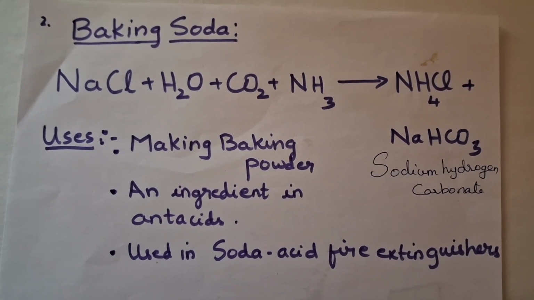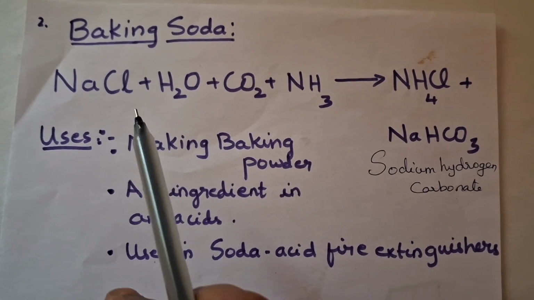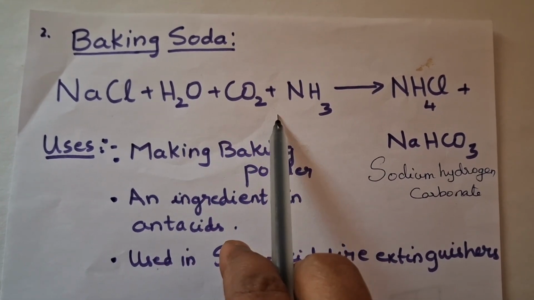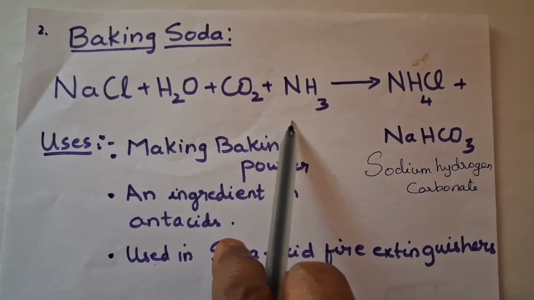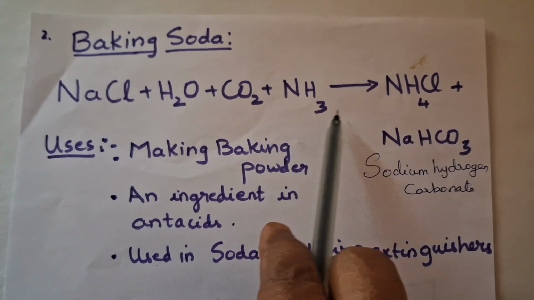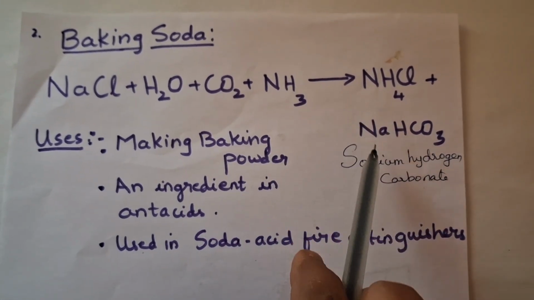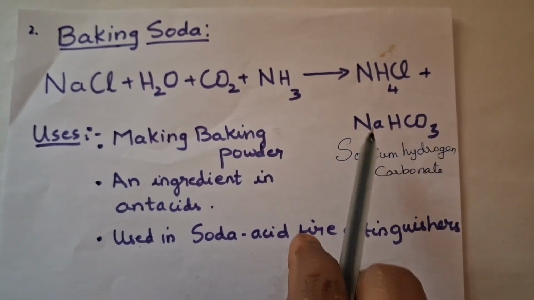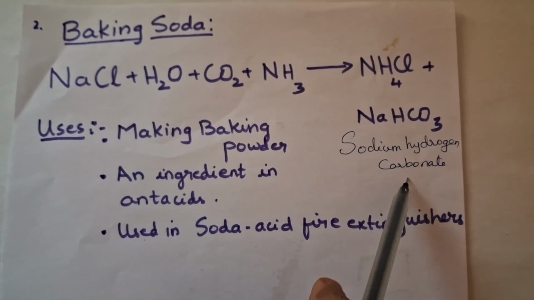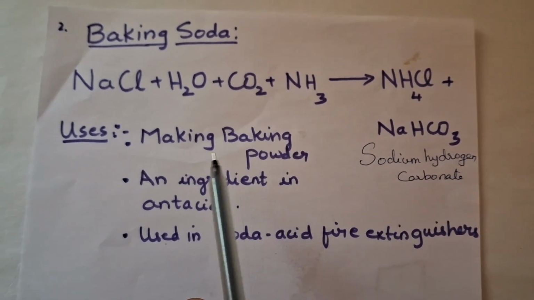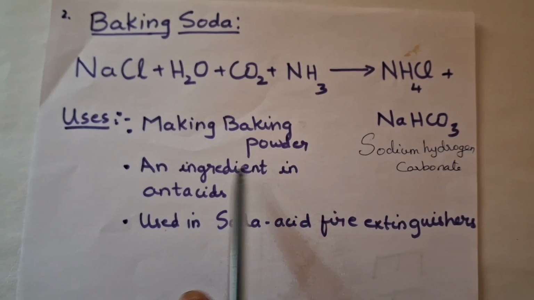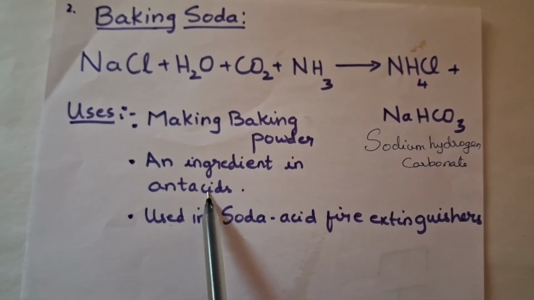The next one is baking soda. For baking soda, the raw materials used are sodium chloride, water, carbon dioxide and ammonia. And finally we get ammonium chloride, and sodium bicarbonate is obtained. Sodium bicarbonate, or sodium hydrogen carbonate, is used in making baking powder. It is a main ingredient in antacid.